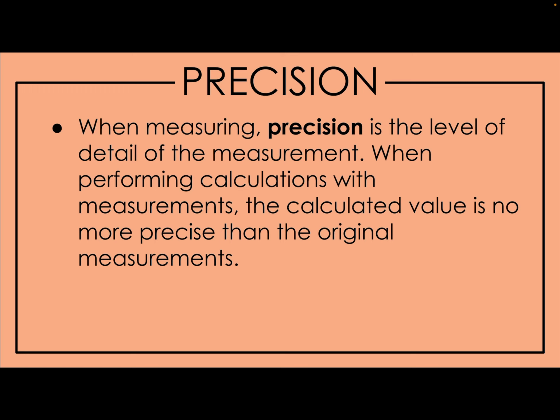So first, precision. This is our book's definition. When we're measuring, precision is the level of detail of the measurement. When performing calculations with measurements, the calculated value is no more precise than the original measurements. What this means is that if you've taken chemistry or you're taking chemistry, you've probably talked about this. When you are supposed to be precise, you want the amount of decimal places to be the same as whatever you started with. So if the most decimal places your problem gives you is 2, your answer should have 2 decimal places, which will mean that you are going to round.